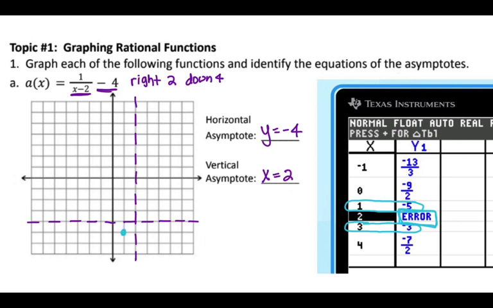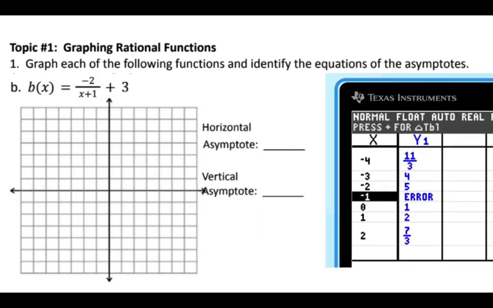That gives me this piece right here. And I'm also going to plot the point 3, -3. And that gives me this one right here as well. And our rational functions will always extend towards the asymptotes without ever touching or crossing them. So once I have these points plotted, it gives me an idea of where my rational curves are going to be. So there is your graph for 1A.